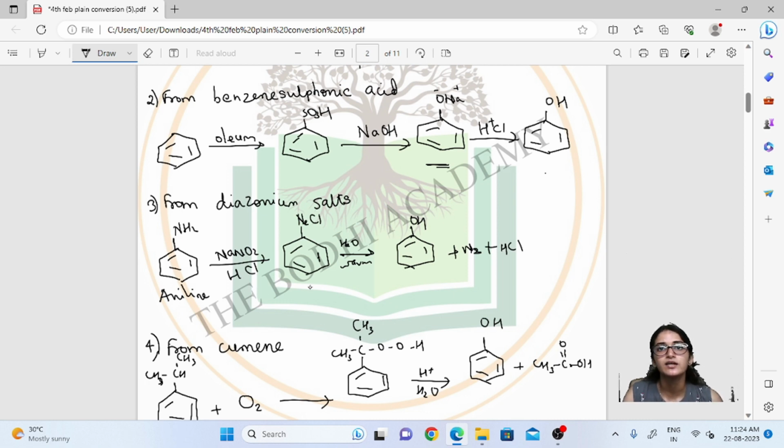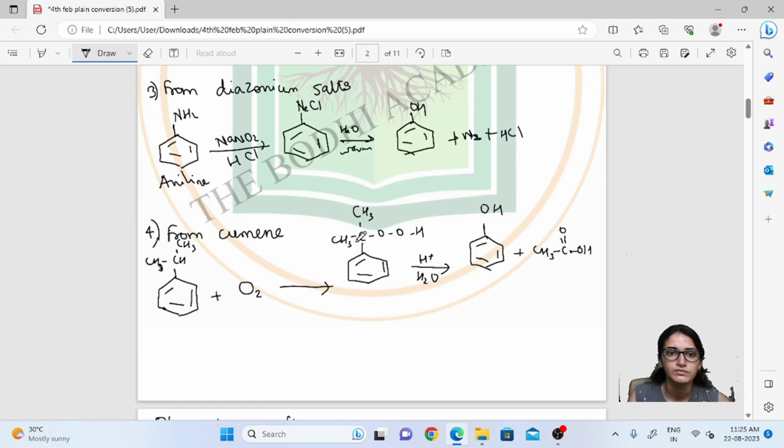Because it becomes easy to prepare alcohol or the other compounds which you want to convert when you start from an ionic form, because it becomes easy to donate to form a bond with the other compounds. Okay, so this is about the second method. Now the third method is from diazonium salts.